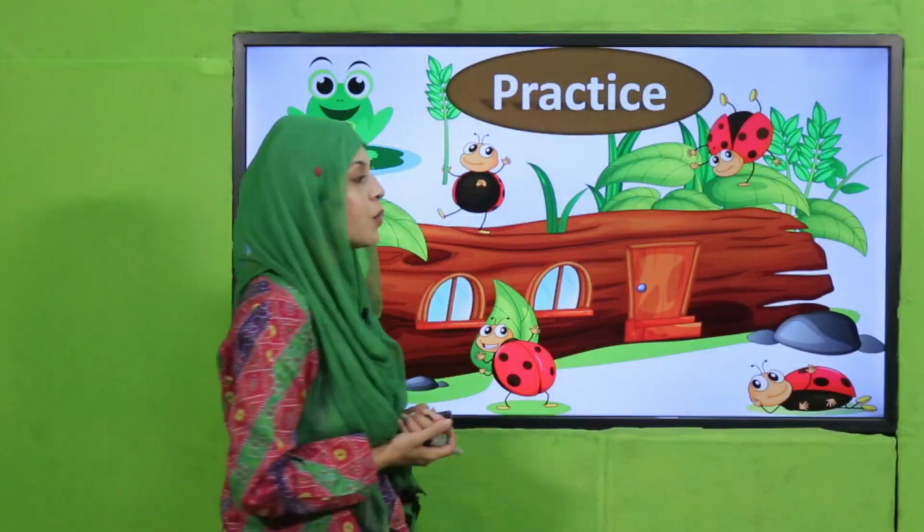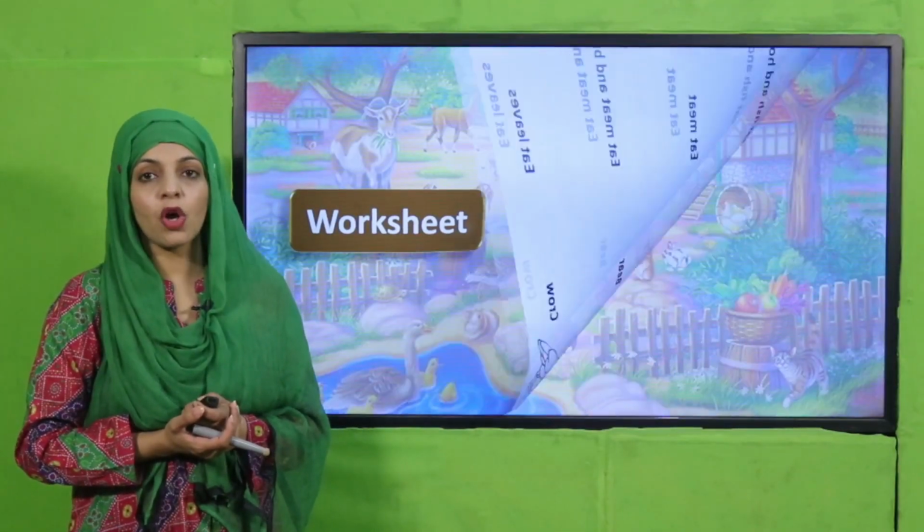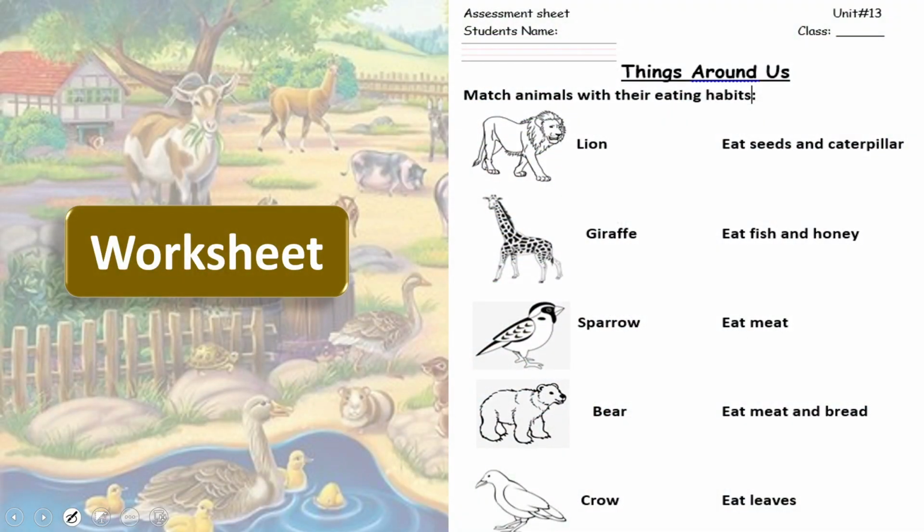So now let's move forward towards practice. For practice, you can download this worksheet from the description box below this video, or you can get it in print from Bio Teacher. So write down your name and your class, and then what you will do is match animals with their eating habits.